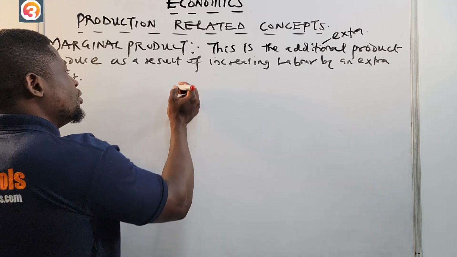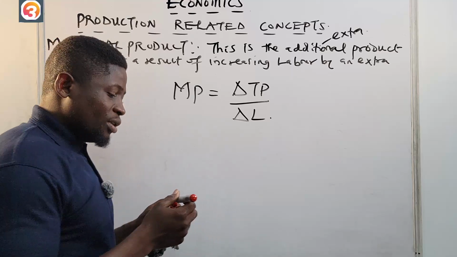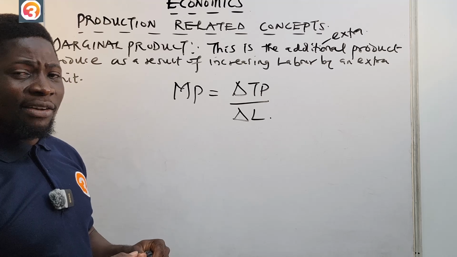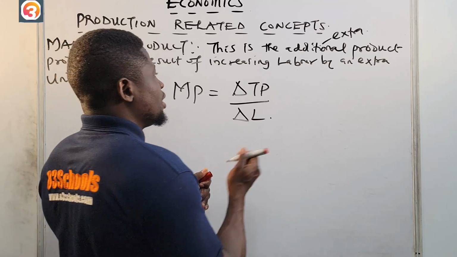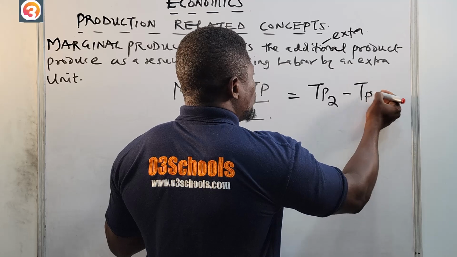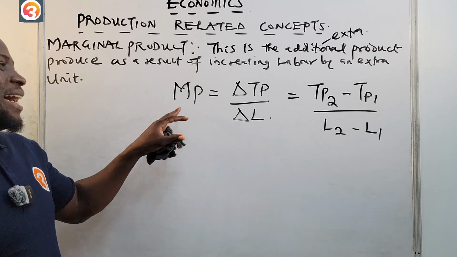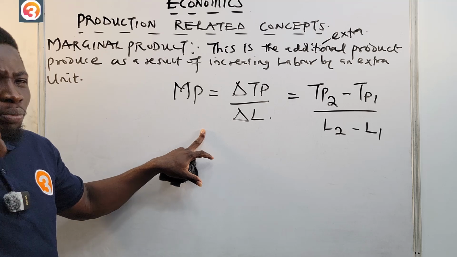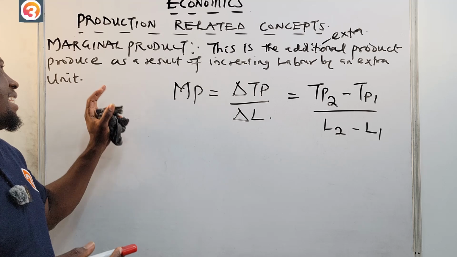And we'll say that marginal product, MP, is change in TP over change in L. Marginal product is the slope of the total product curve. We'll see soon when we draw the graph and drop the relationship. So it's change in total product over change in labor. You could say this is TP2 minus TP1 over L2 minus L1. So this is our marginal product, the extra or additional output produced as a result of increasing labor by an extra unit.